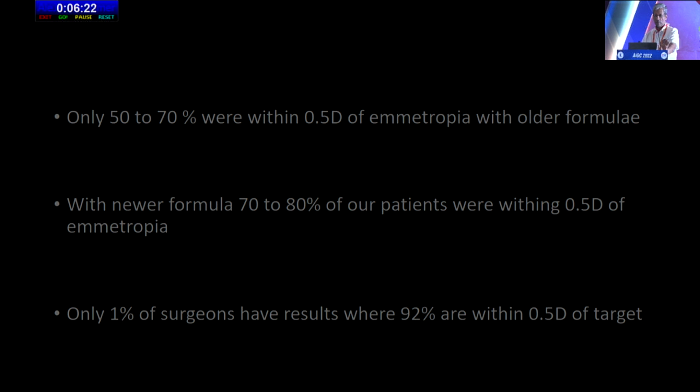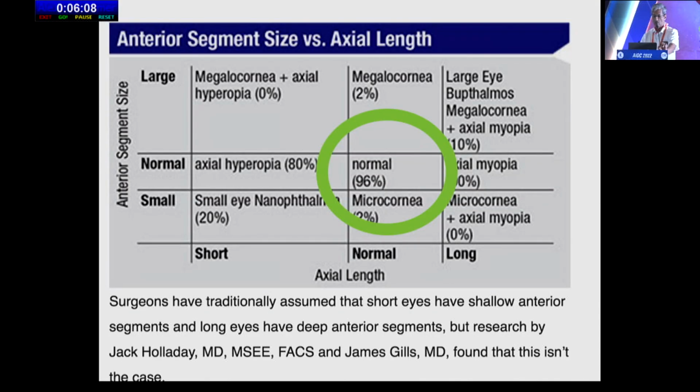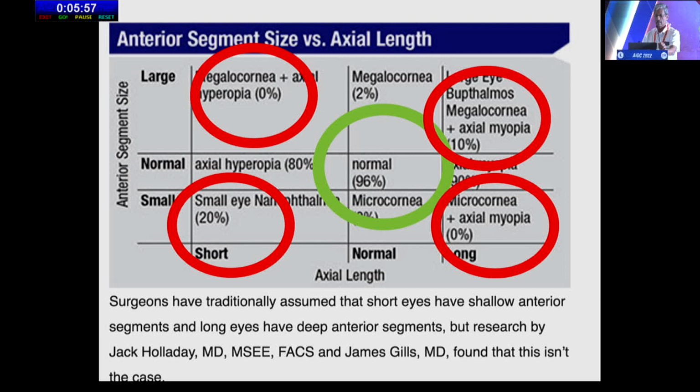Publications show that only 50 to 70% of our patients are within half a diopter of emmetropia with the older formulas, and with the newer formulas, 70 to 80% of our patients are within half a diopter. For a normal average eye, where you're putting in an intraocular lens of between, let us say, 20 and 22, any formula will do well. But if you have a short eye, a microcornea, or unusual eyes, the old two-variable formulas are not enough.